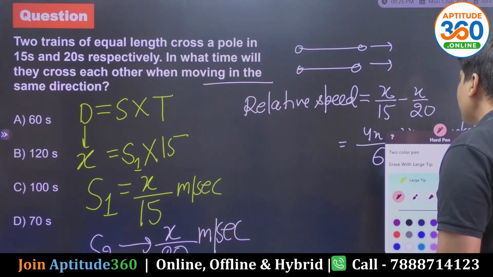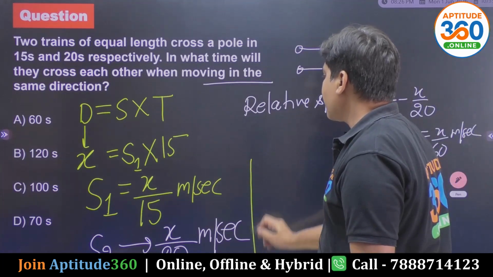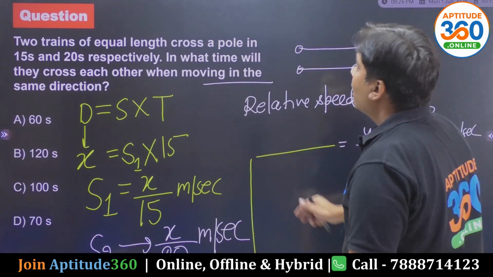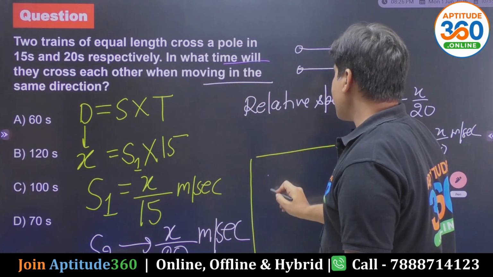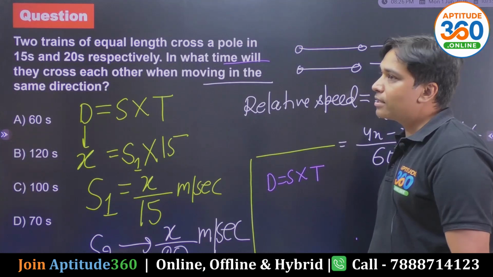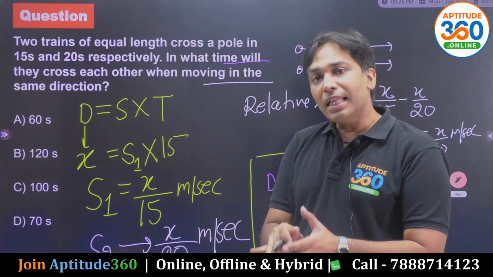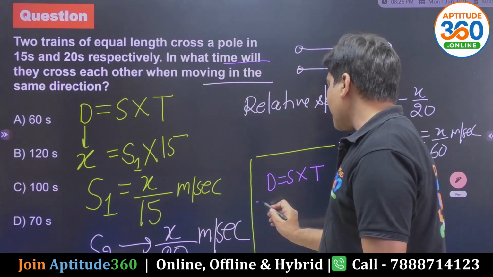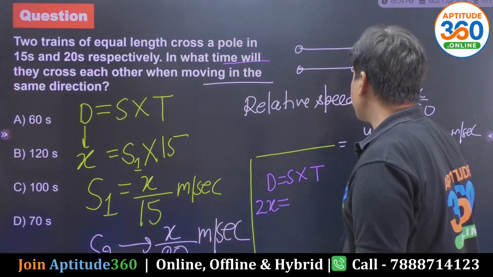अब हम क्या करेंगे? We know the distance, right? What does this problem ask? In what time? So please understand this. Distance is equal to speed into time. We know the collective distance. The collective distance is going to be the length of both of the trains, which is x plus x, और ये distance collectively आएगा 2x.